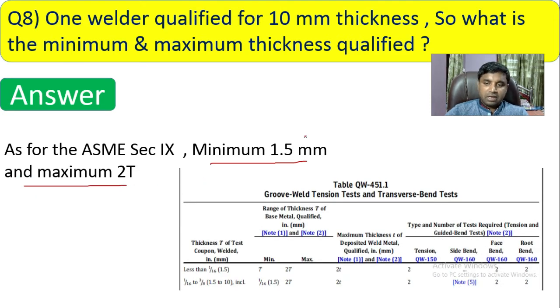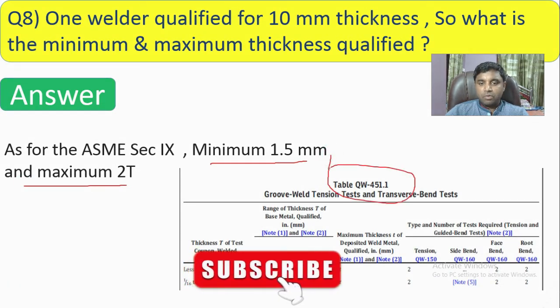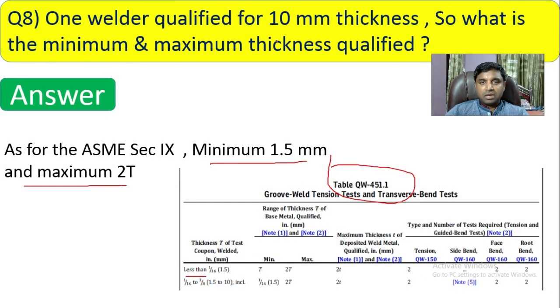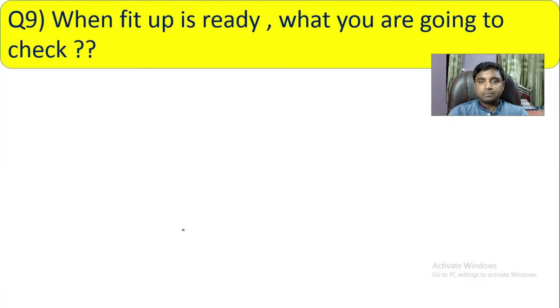So you see here in QW 451.1, if you go, what is the thickness? 10 mm thickness. In 10 mm thickness you see 1.5 to 10. That is, the minimum is 1.5 mm and the maximum is 2T thickness. You see here the minimum and maximum range of thickness. So you understand, as per ASME Section 9, minimum 1.5 and maximum 2T.